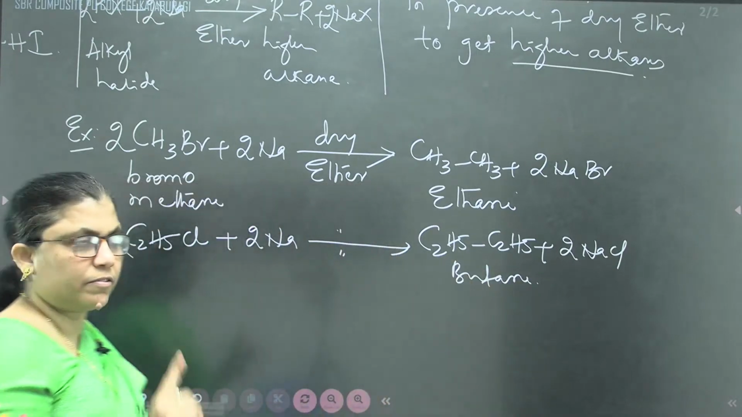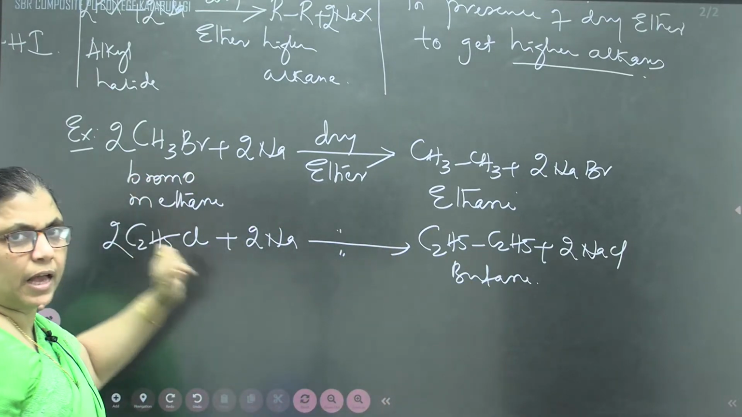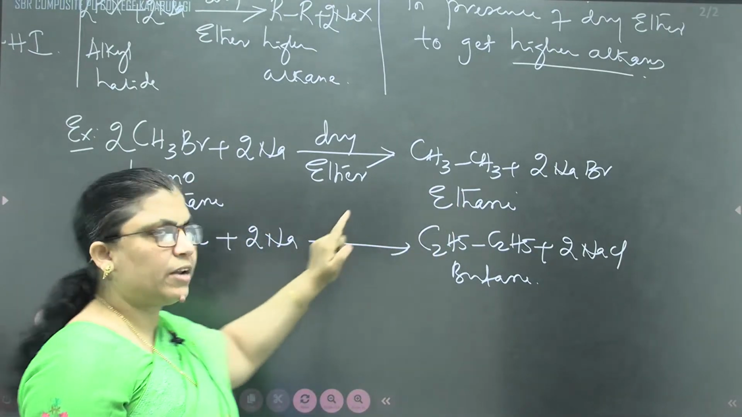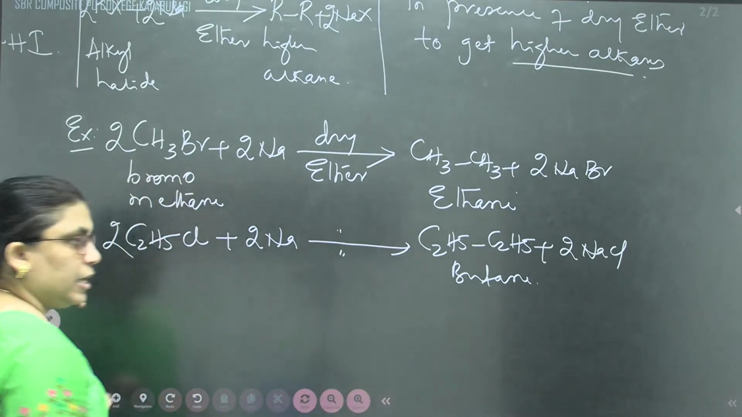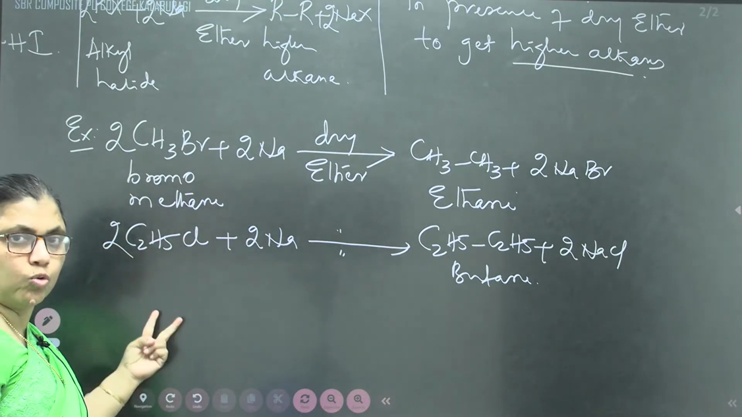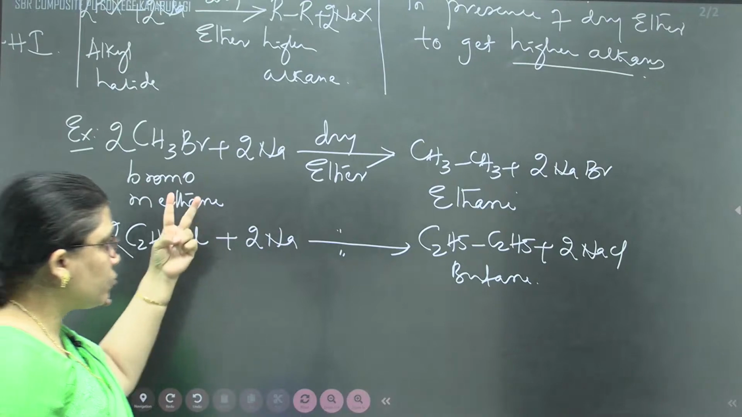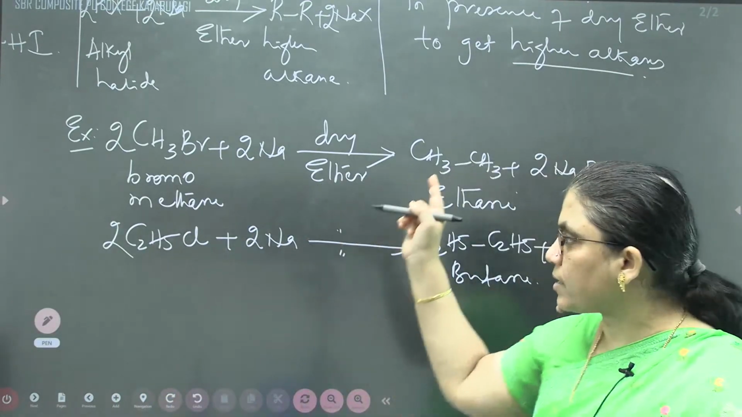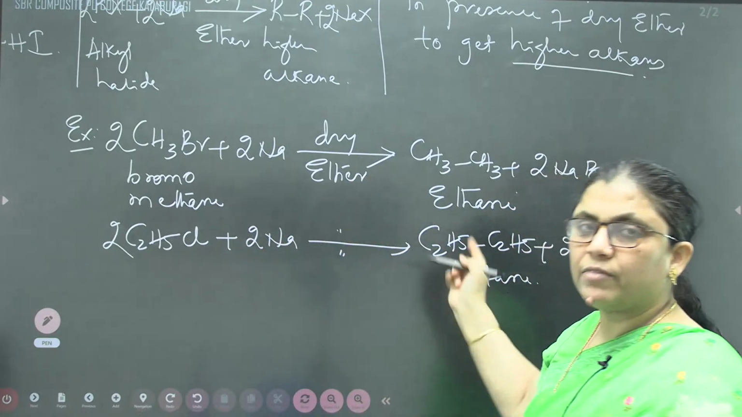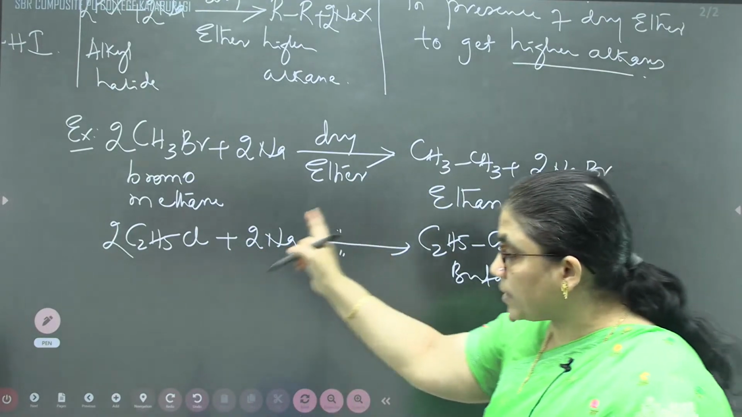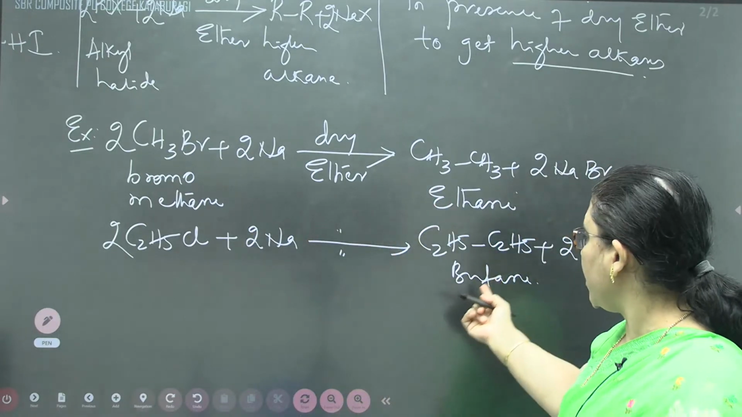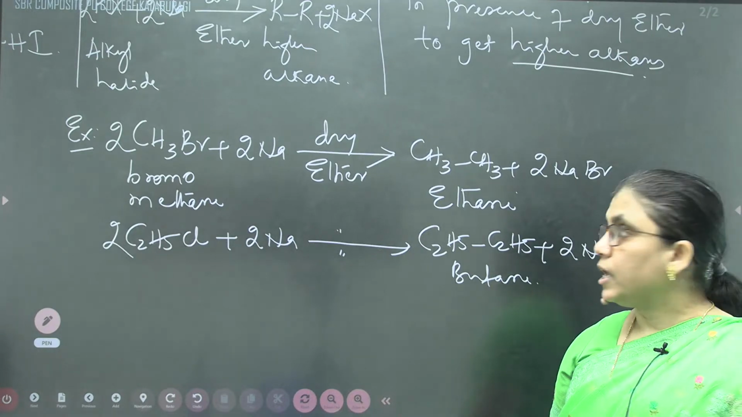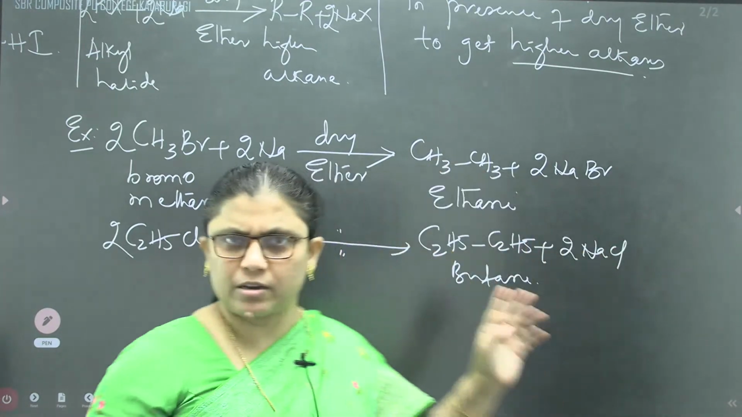Let me repeat the sentence here. If you take methyl bromide, you prepare ethane. If you take ethyl chloride, we get butane. It means that two alkyl halides with sodium metal produce higher alkane. If there is one carbon atom in the alkyl halide, on the product side we get 2 carbon atoms. With 2 carbon atoms on the reactant side, we get 4 carbon atoms.